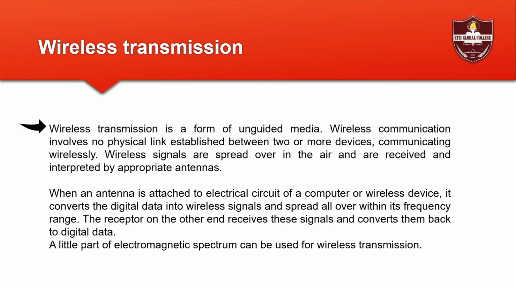So wireless transmission is a form of unguided media. Wireless communication involves no physical link established between two or more devices communicating wirelessly. Wireless signals are spread over the air and are received and interpreted by appropriate antennas. When an antenna is attached to the electrical circuit of a computer or wireless device, it converts the digital data into wireless signals and spreads them all over within its frequency range. The receptor on the other end receives these signals and converts them back to digital data. Only a little part of the electromagnetic spectrum can be used for wireless transmission.